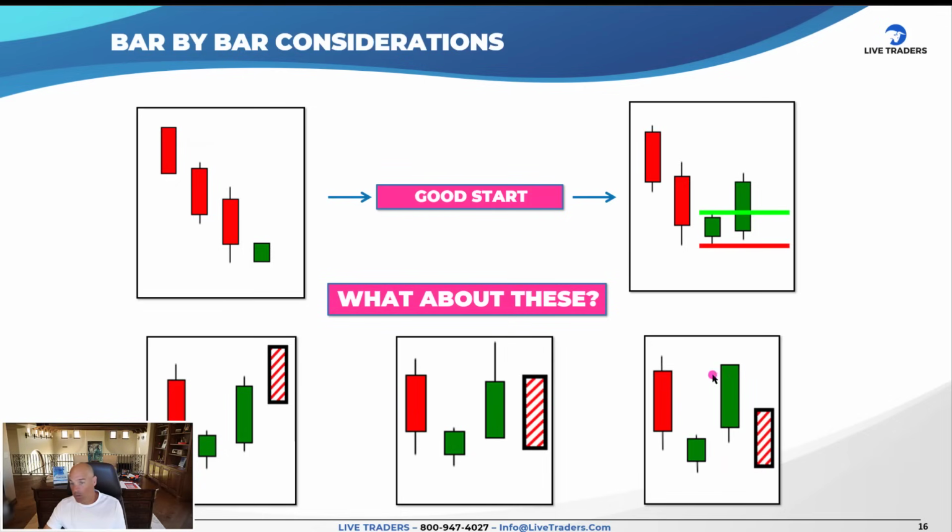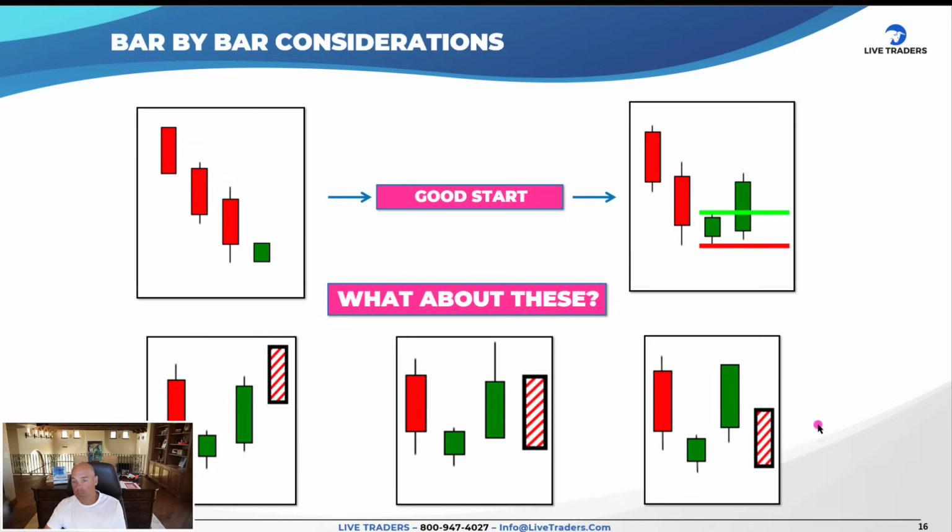Right? You have this green bar, which was awesome. Great green bar right here. Awesome. But then it gaps down 60% into the prior green bar and then continues lower. This is one, okay?